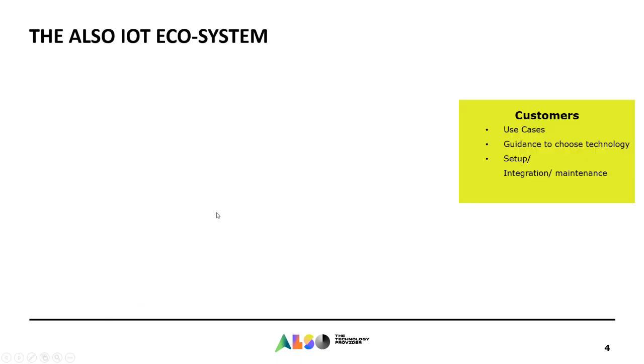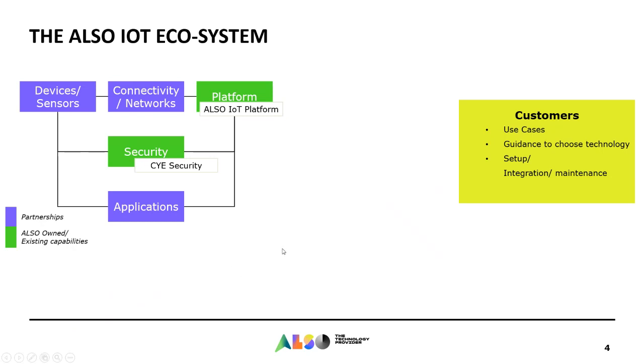So how we look at IoT within Also, it all really starts with the end customer. So end customers is where we get to hear about what use cases are needed in the market. End customers typically have questions around which technologies to use, how do they set up these IoT solutions, how do they maintain them, etc. So as Also, we want to be a one-stop shop which provides everything IoT to a customer. As you all know, IoT is not a single technology, it's a combination of different technologies. So you have devices, you have networks, you have a platform, you have applications, and of course, all of this needs to be secured.